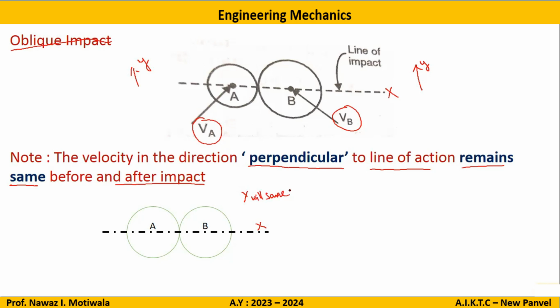Similarly, if I consider the impact like this, wherein the line of impact is along y-axis, then I will say that velocity along x direction will remain same before and after impact. Okay, now let us solve some problems based on this.